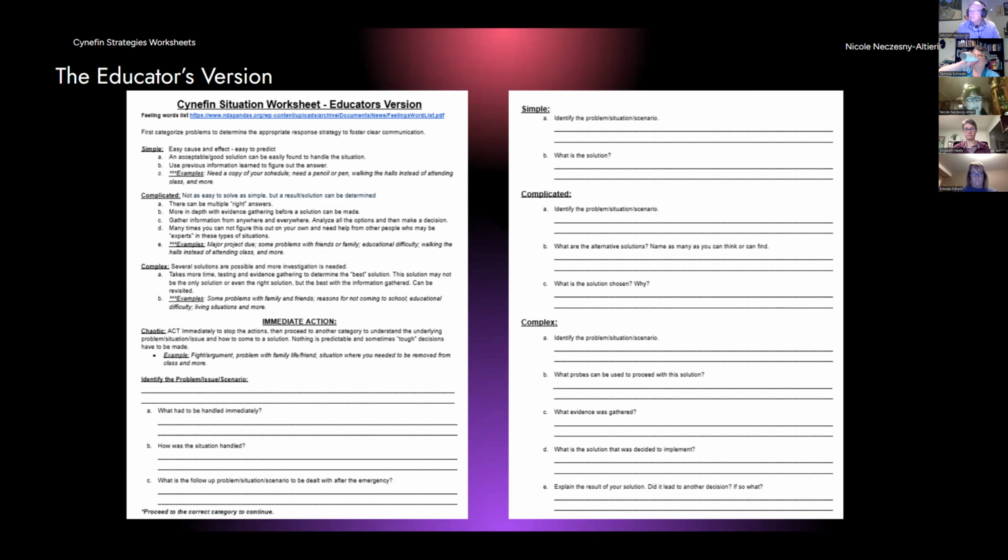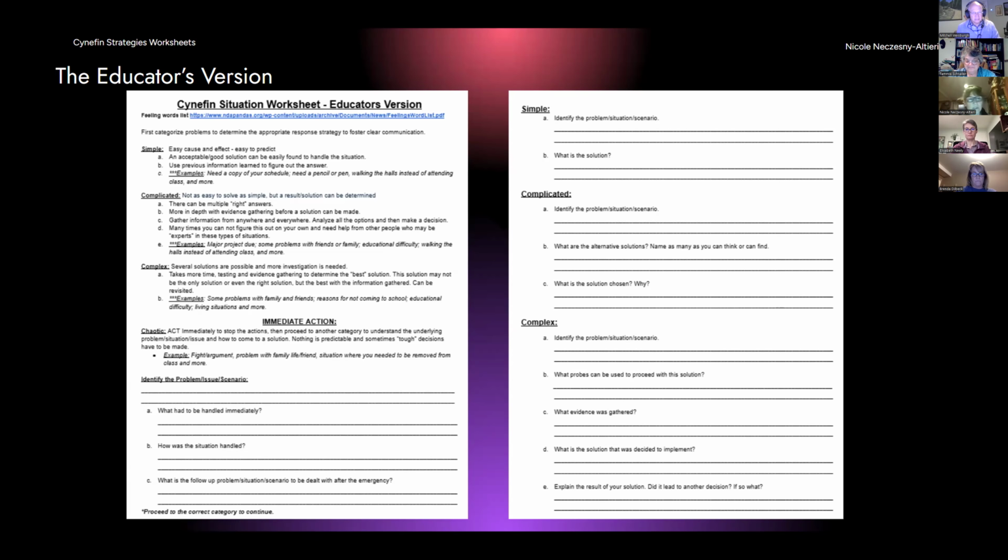And I have it as identifying the problem, what had to be handled immediately. For example, did you have to separate the kid? Did they have to be taken out of class? What happened immediately? And then how was it handled? Did you have to call security? Did the teacher have to leave the room? And so on and so forth.